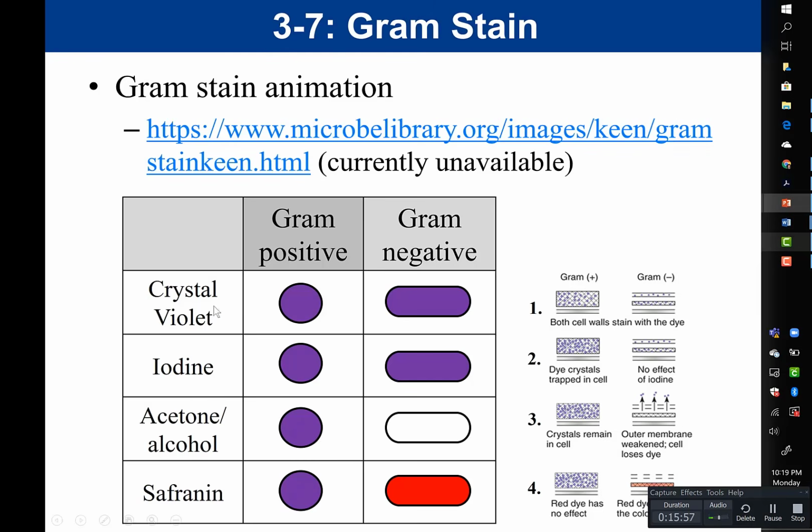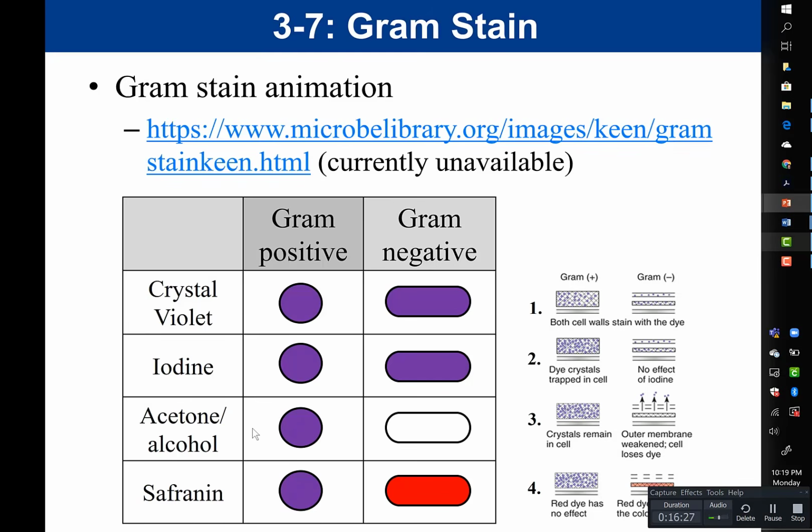So you want to understand that when we add crystal violet, both gram-positive and gram-negative are purple because they both stain with that basic stain. When we add the iodine, which is the mordant, which helps keep the crystal violet in, both cell types are still purple, right? Because they still have their crystal violet. But the most important step of the entire procedure is going to be the acetone alcohol.